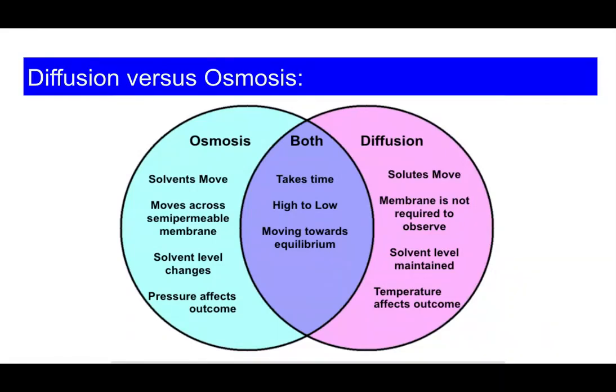In osmosis, we're talking about the solvents moving. So we're talking about the liquid part, the water. And then this does need to happen across a semi-permeable membrane. So we are specifically saying water is moving into or out of a cell. The solvent level changes, right? So the water level inside one of those situations is going to change. So the cell is either going to have more water or less water. And pressure is the thing that really impacts this.